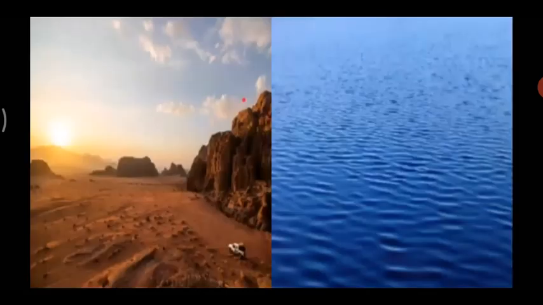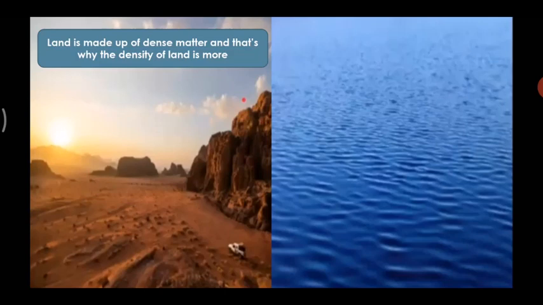Let's move forward. Now you can see the picture of land over here and water over here. What is the difference between land and water? You should know the difference between land and sea because of the land breeze and the sea breeze. Land is made up of dense matter, and that's why the density of land is more.